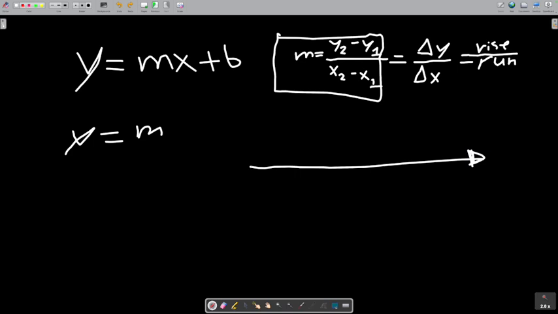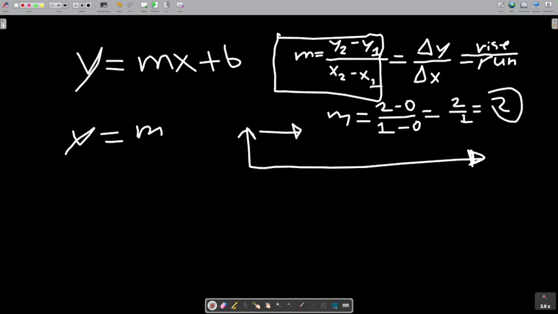Now, what about a line where it goes up 2 and then right 1 every time? So if y goes up by 2, x goes up by 1. Let's say it starts at (0, 0). So it's going to be y2, which is 2, minus y1, which is 0, over x2, which is now 1, minus 0. So 2 minus 0 is 2, and 1 minus 0 is 1. So 2 over 1, that's just 2. So 2 is the slope of this line right here. That's just what the slope is.